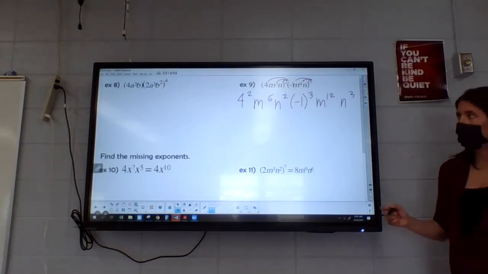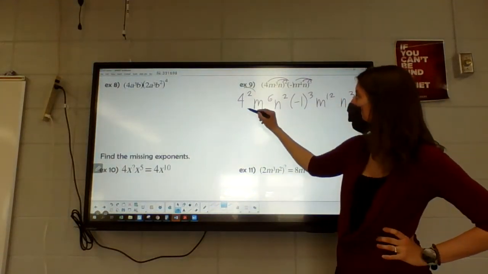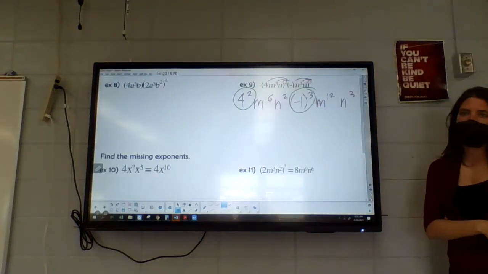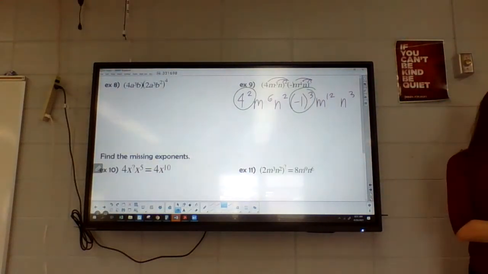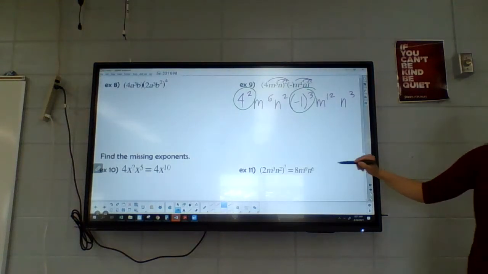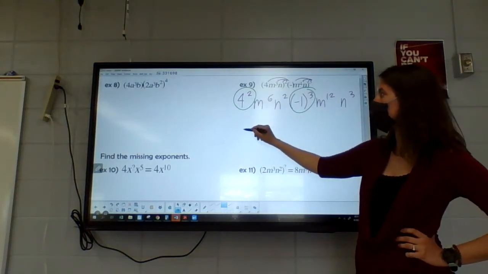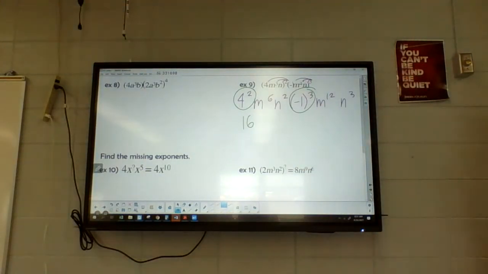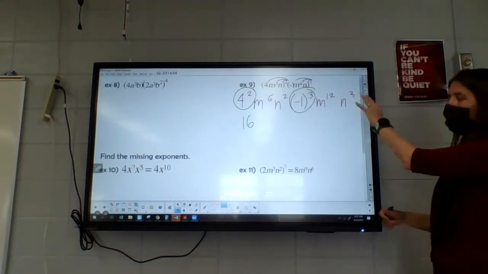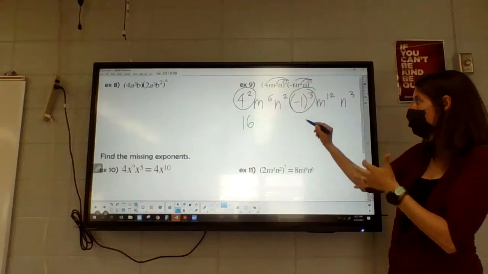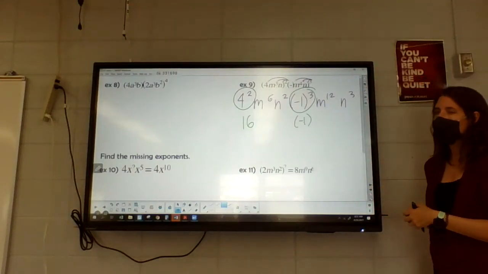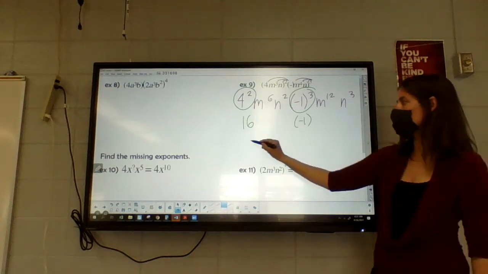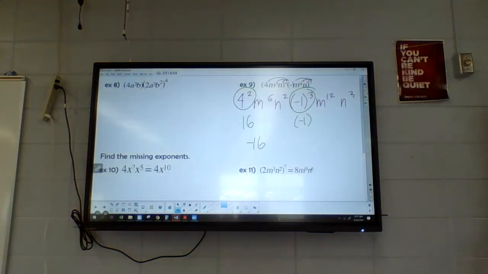All right, let's deal with the coefficients. So 4 to the 2nd and negative 1 to the 3rd. 4 to the 2nd is what? 4 times 4? This is going to be 16, right? And how about negative 1 to the third power? It's negative 1 times negative 1 times negative 1, which is negative 1. So I want to multiply these together right away, if that's okay. So 16 times a negative 1 is just a negative 16. So I'm just going to put that together that way.